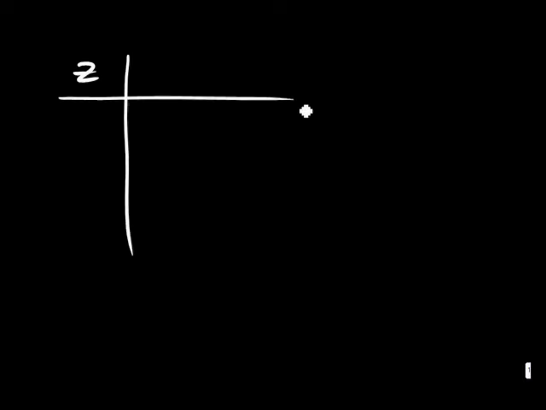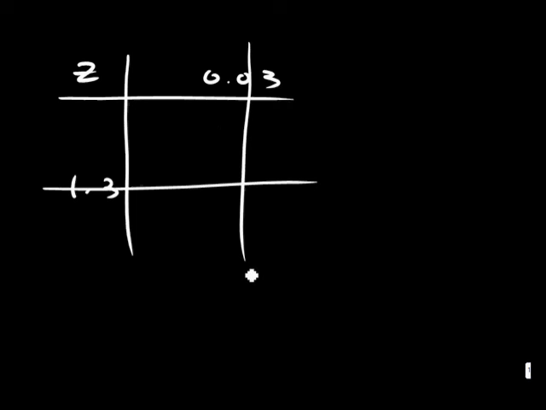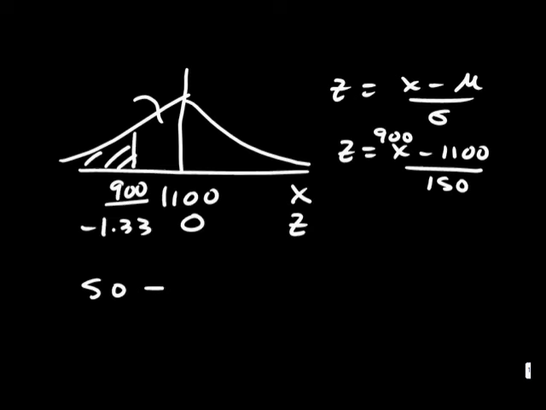Using the Z table, we'll look for row 1.3, column 0.03. The 1.3 row, 0.03 column gives us 0.4082. That corresponds to 40.82%.